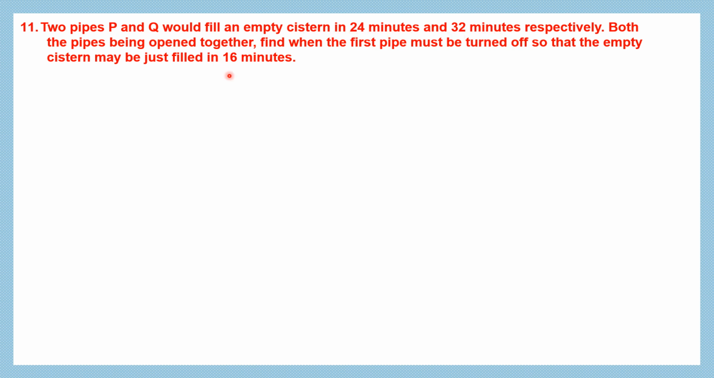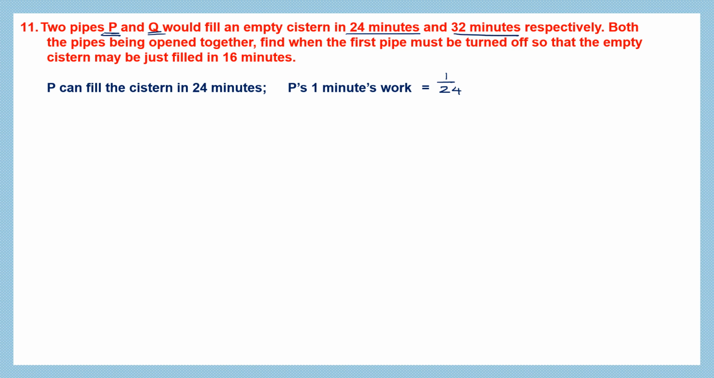Now both are opened together, but at a particular point, the first pipe P must be turned off so that the empty cistern may just be filled in 16 minutes. So let's keep all this in mind, and remember P can fill the cistern in 24 minutes. So P's 1 minute's work will be 1 by 24. Similarly, Q can fill the cistern in 32 minutes. So Q's 1 minute's work will be 1 by 32.